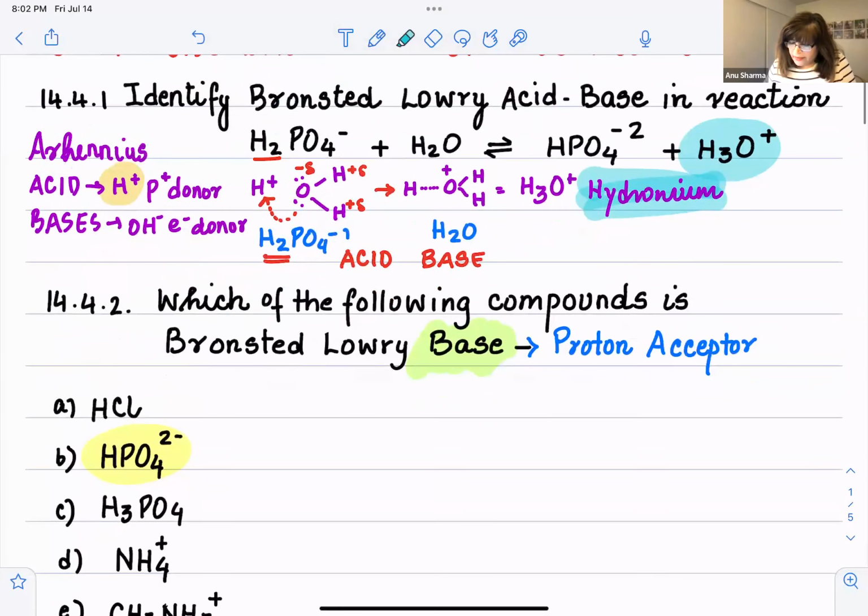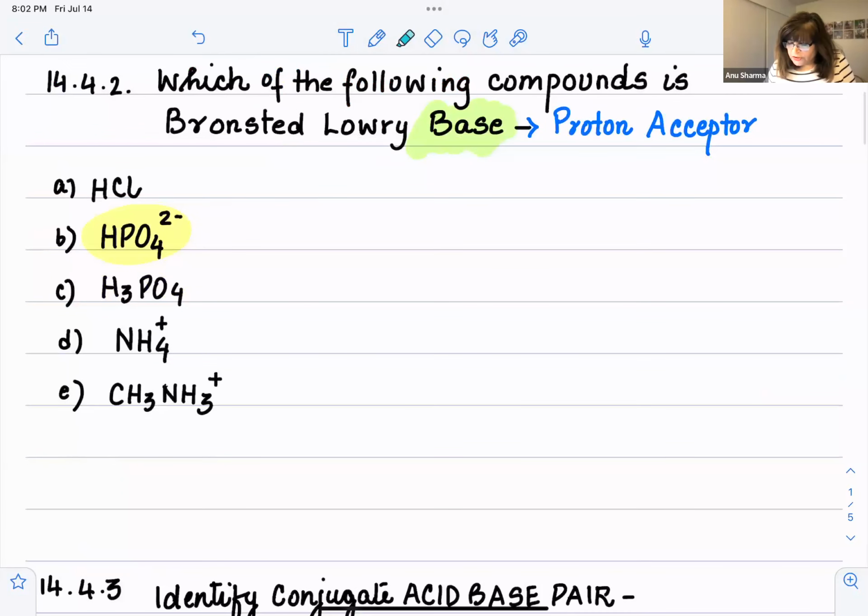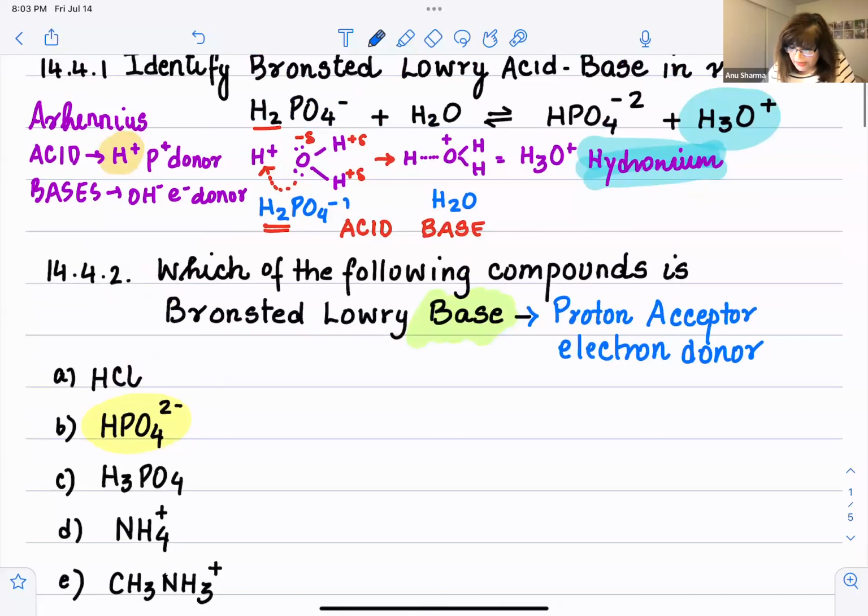Okay. Next is, which of the following compounds is a Bronsted Lowry base? Now remember, a Bronsted Lowry base is a proton acceptor, and it is also the electron donor. So remember that electron donors are whatever has a lone pair of electrons. So remember here, water is acting as the electron donor. And hydrogen plus is the proton donor. So that is a proton, hydrogen ion.